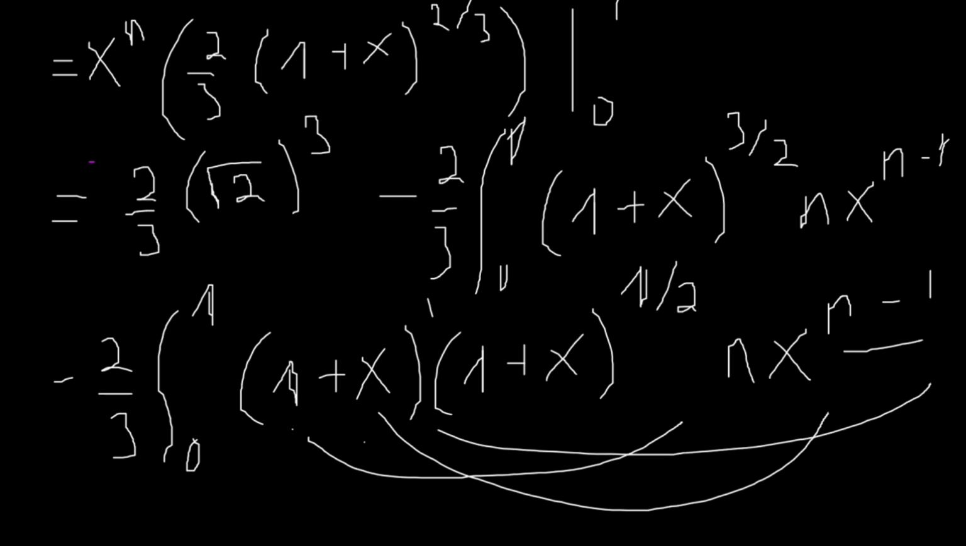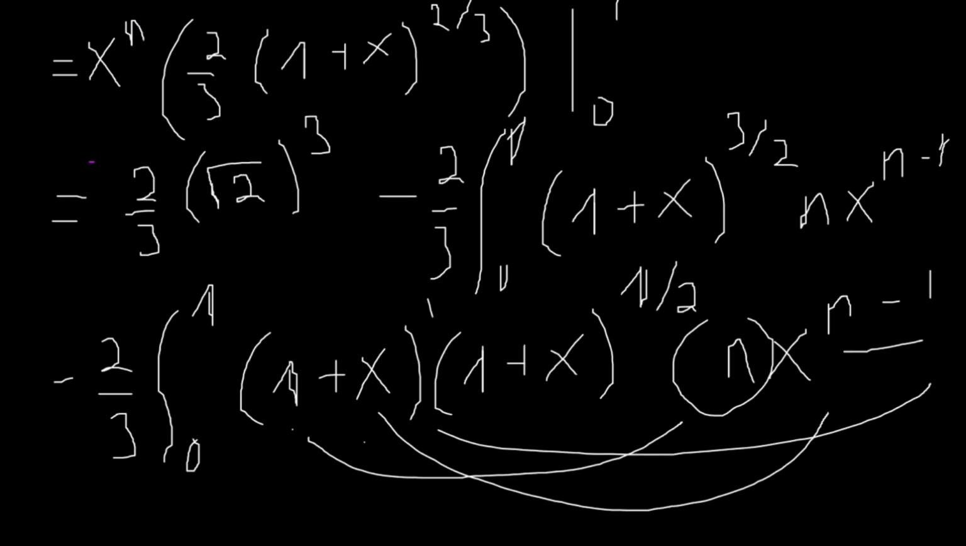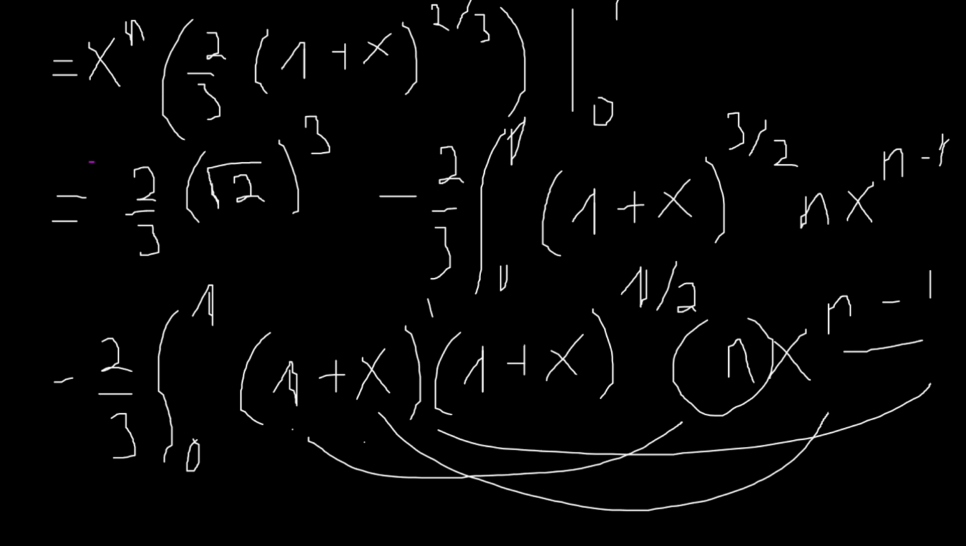We are going to be having what? We can bring out this n in general. That will be equals to minus 2n all over 3, integral from 0 to 1. We take the first one, that is 1 plus x to the power half times x to the power n minus 1. Here, that's the first one.